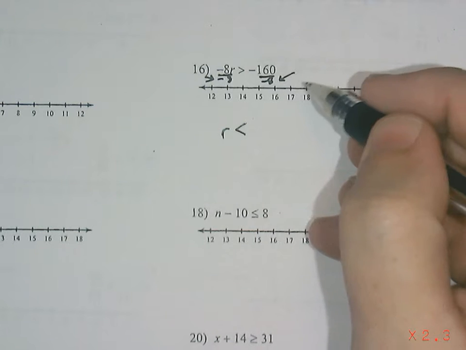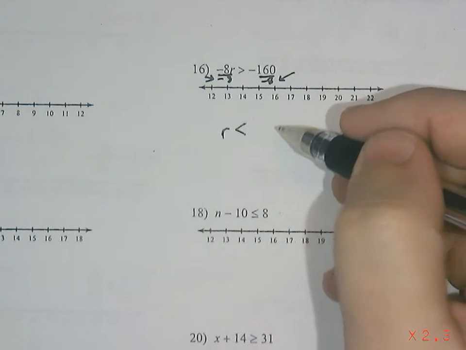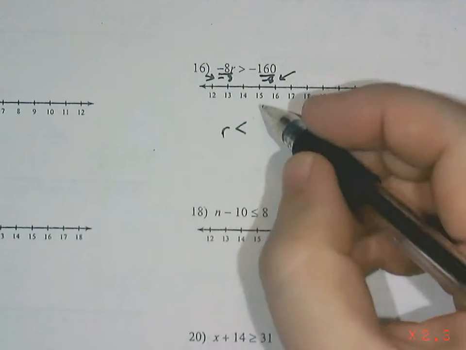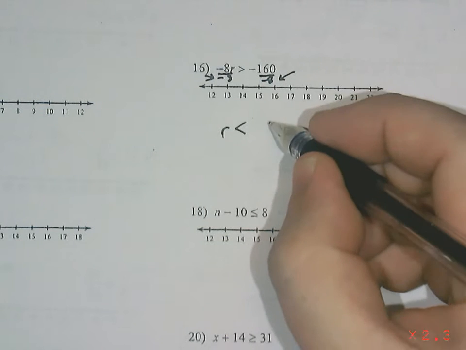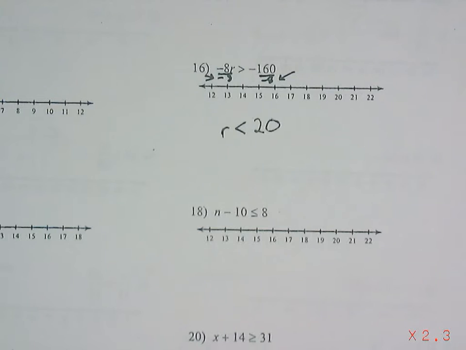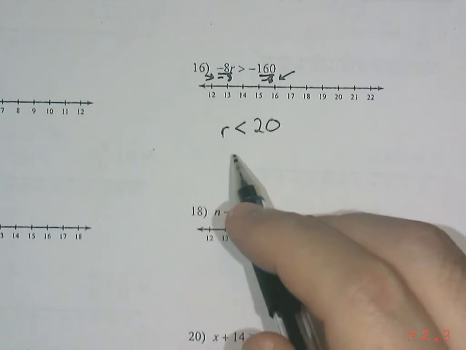And then negative 160 divided by negative 8 is 10, right? No. Ugh. 20. Yeah, that makes more sense. Okay. That would be 20. Positive 20. Okay. Now I've got my solved inequality.